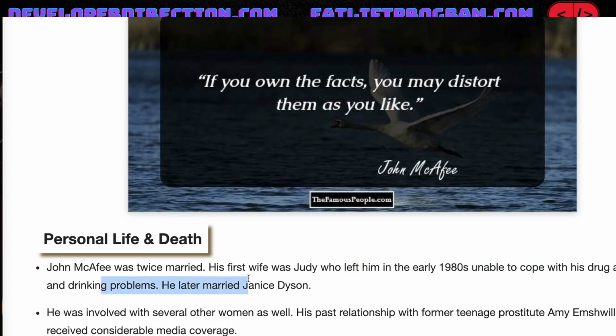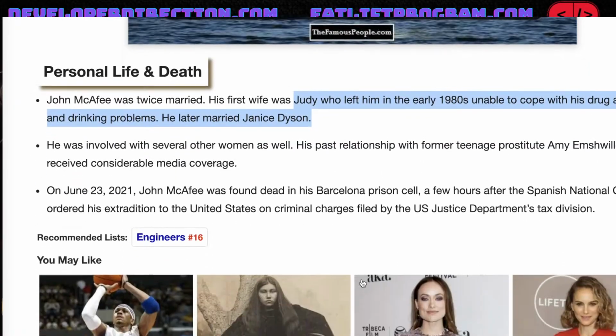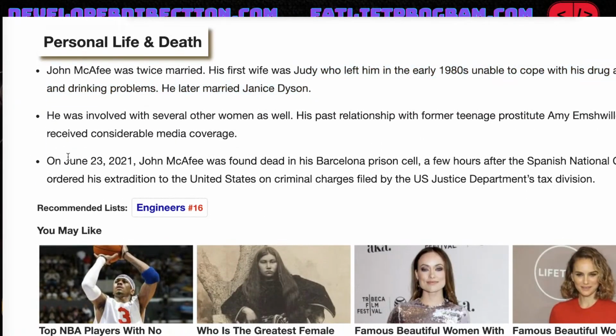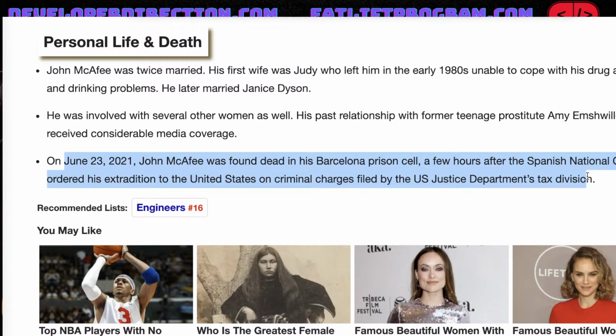McAfee was twice married. His first wife was Judy, who left him. Okay, so here's the part, now we're coming to a conclusion here. On June 23rd, 2021, John McAfee was found dead in his Barcelona prison cell, a few hours after the Spanish National Court ordered his extradition to the United States on criminal charges filed by the U.S. Justice Department's Tax Division. IRS has entered the chat.